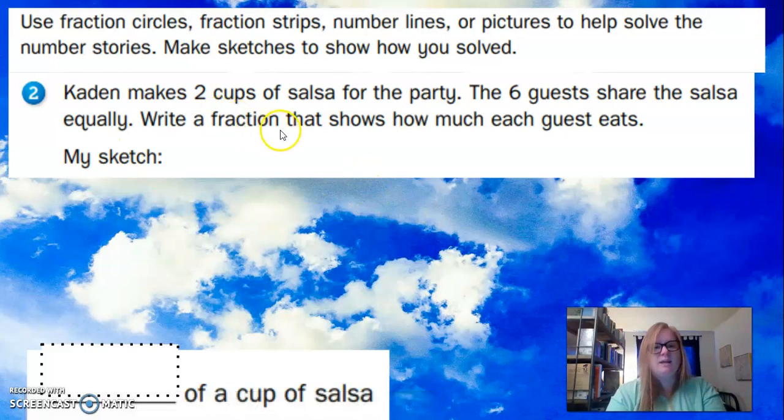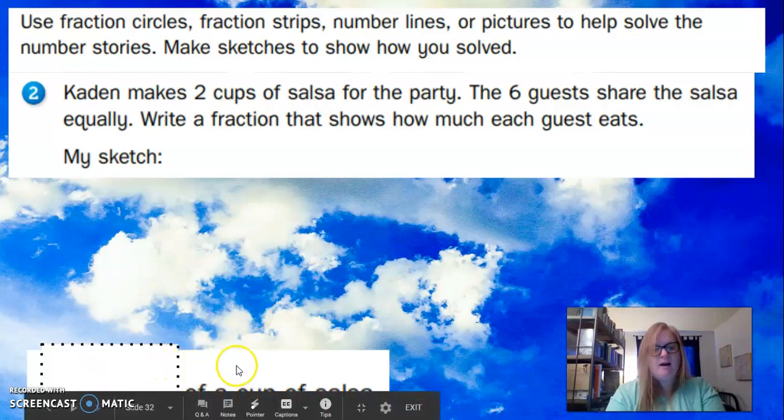Caden makes 2 cups of salsa for the party. The 6 guests share the salsa equally. Write a fraction that shows how much each guest eats. And go ahead and draw your sketch and then fill in the blank: blank of a cup of salsa. And that should be a fraction.